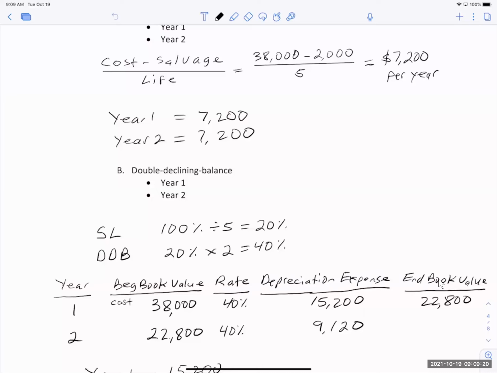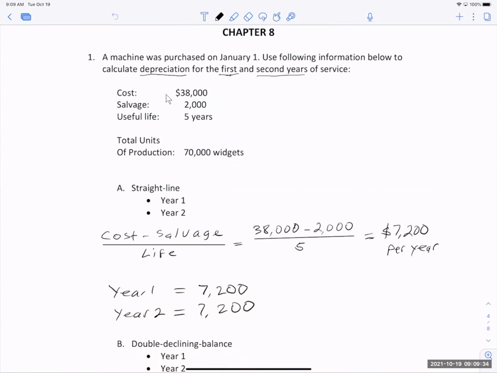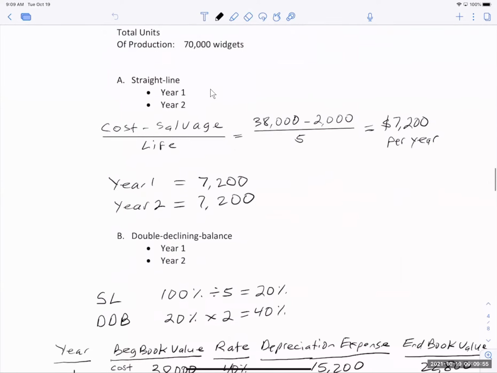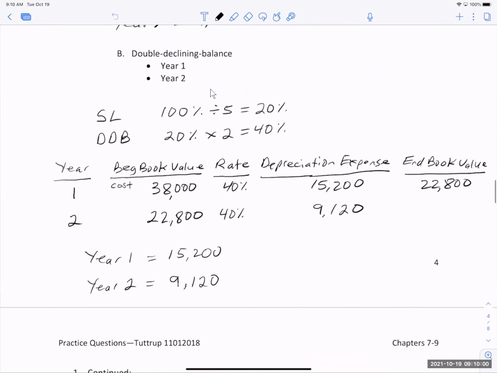Okay, so to calculate depreciation in year 1, we're going to start out with beginning book value, which is $38,000. Do you remember that the cost of the asset was $38,000? Well, that's what we're using. Now, notice that in the other methods that we're going to be doing, you're going to subtract out the salvage value. You'll be using $36,000, not in the double declining balance method. You have to remember, we're going to use cost. Matter of fact, that's what I did here.